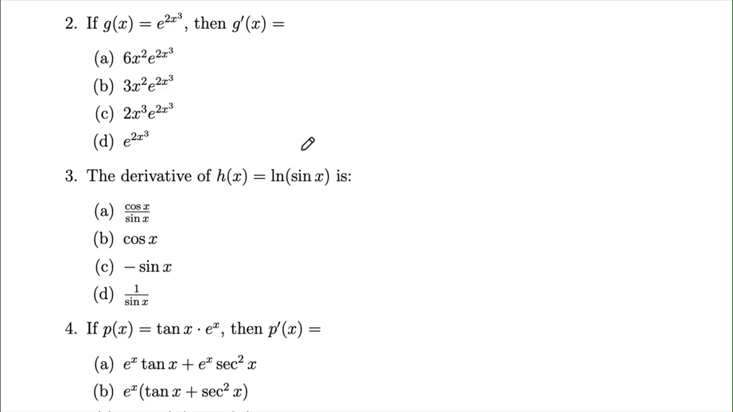Okay, so for number 2, again, we have to know the derivative of e to the x is just e to the x. And again, I have to identify this as a composite function where I'm going to be using the chain rule. So let's go ahead and use u sub once again. So my u is going to equal 2x to the third, which makes my du, or my u prime, equal to 6x squared.